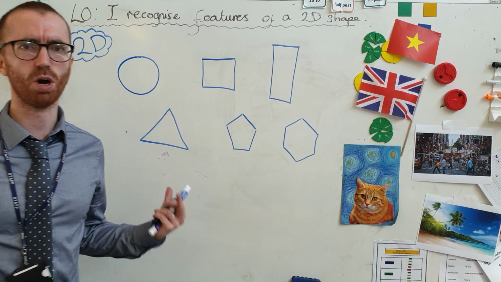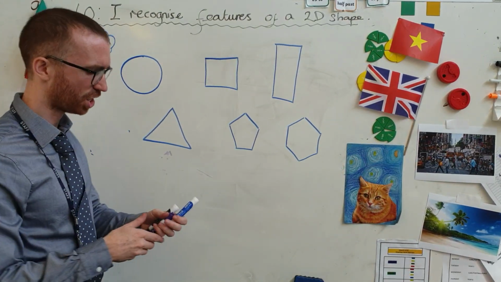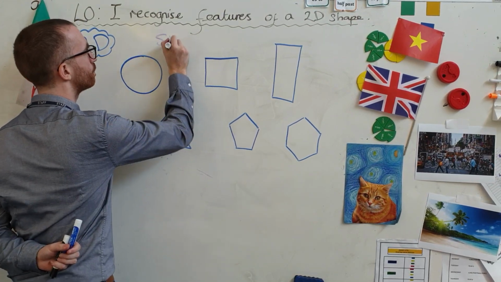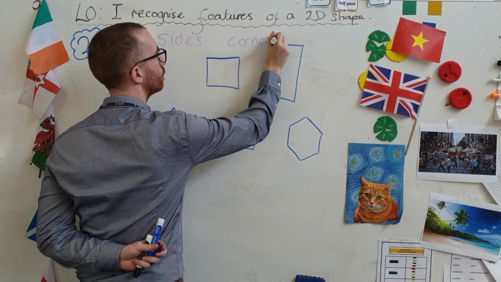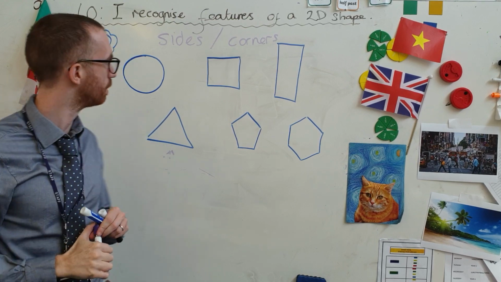So let's have a look at some of these. What are the keywords we need to understand? Well, 2D shapes have sides and corners. It's really important to recognize where they are on the shapes.